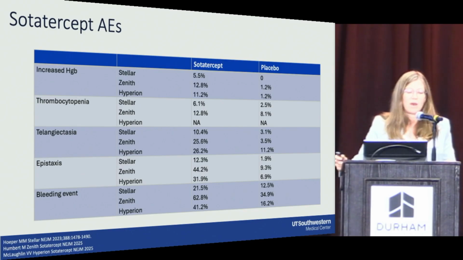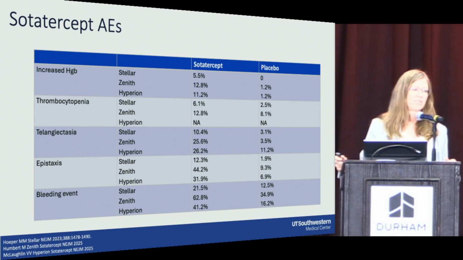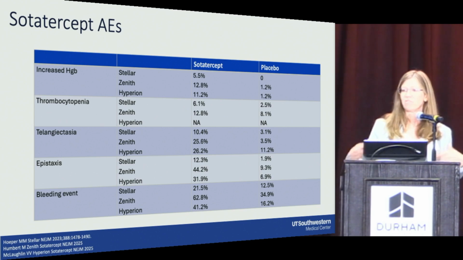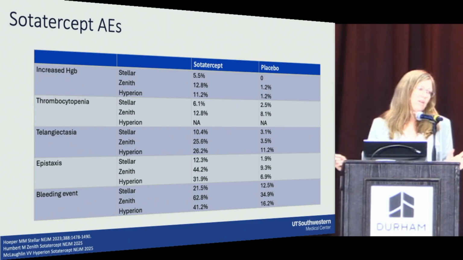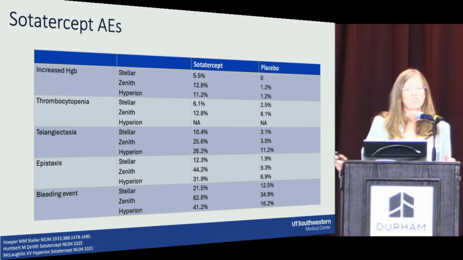Okay, so the anticipated AEs: we have increased hemoglobin, thrombocytopenia, telangiectasias, and then bleeding. And I went through and pulled the rates for the various different studies, partly for myself, to try and get a little better sense of where we are. Increased hemoglobin, 6 to 12% of the time was reported, hardly ever in the placebo group. Most of the time, not enough for patients to have to come off medication, and in fact, maybe beneficial as long as it's not too extreme.